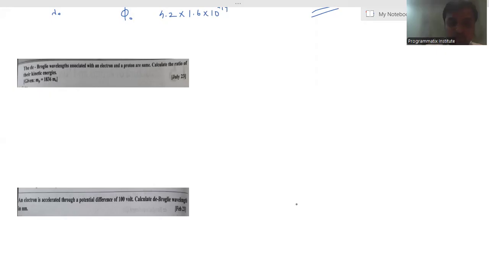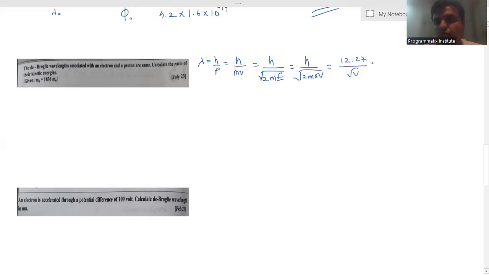Quite interesting. All you have got is only one piece of information, and you know the relationship for de Broglie wavelength: lambda is h by p, h by mv, h by root 2 mE, h by root 2 meV, and for an electron we put 12.27 upon root V angstrom. The given condition is lambda E equals lambda P, and you have to find the ratio of the kinetic energies. The best suitable formula would be this one.